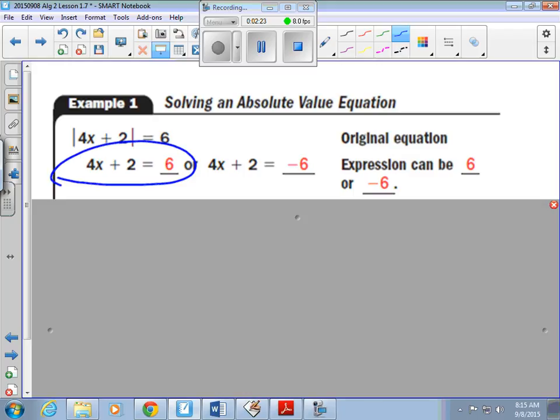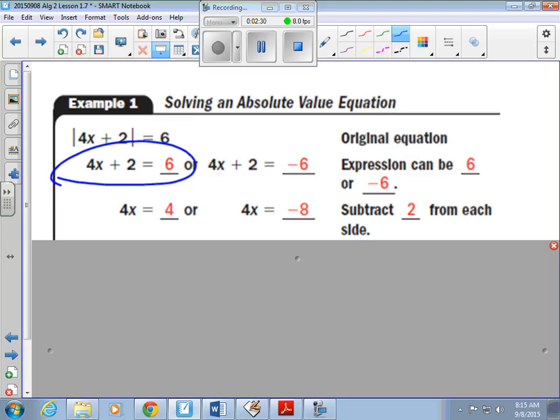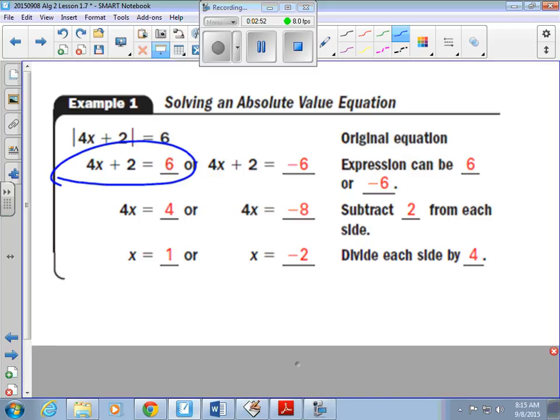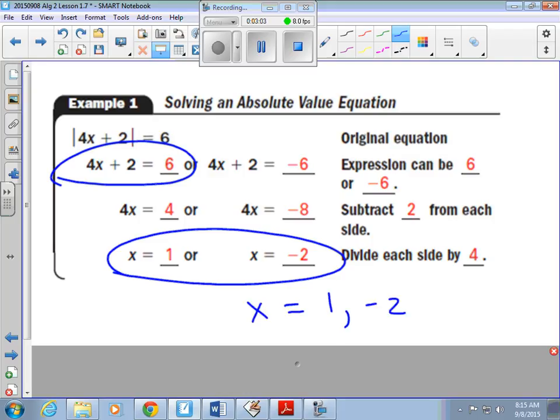This is a simple equation. Undo plus 2 on both sides by subtracting it, then divide by 4. Right here we're just doing them at the same time. Subtract 2 on both sides. When you subtract 2 from 2, it gets 0. It cancels out. 6 minus 2 is 4. Negative 6 minus 2 is negative 8. Then divide by 4 on both sides. 4 divided by 4 is 1. Negative 8 divided by 4 is negative 2. So we have two answers. It's 1 or negative 2. Or you can say simply x is equal to 1 and negative 2, both answers at the same time.